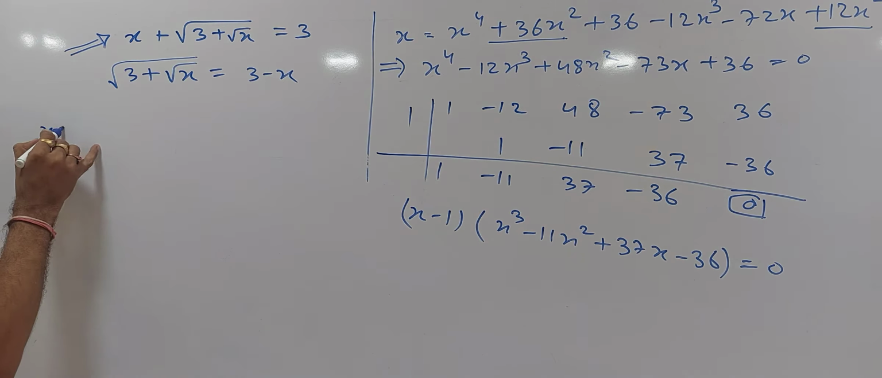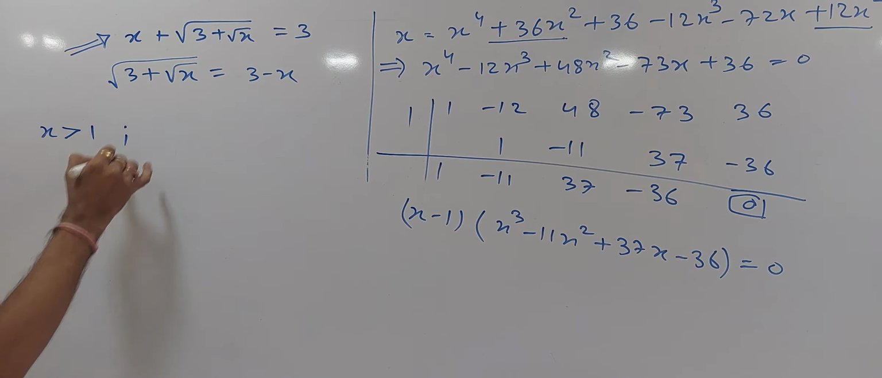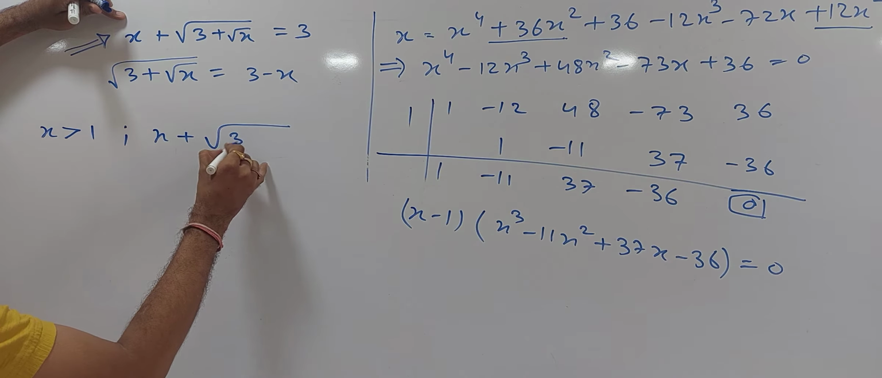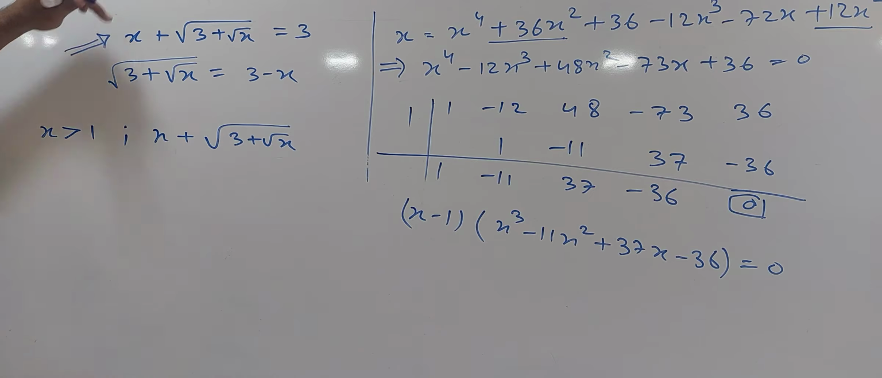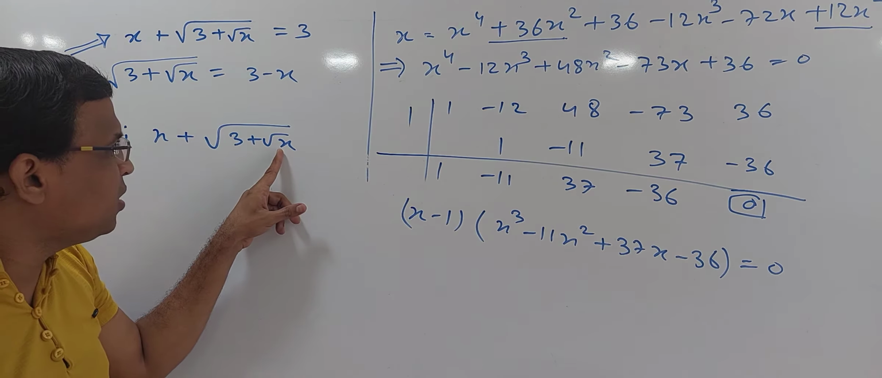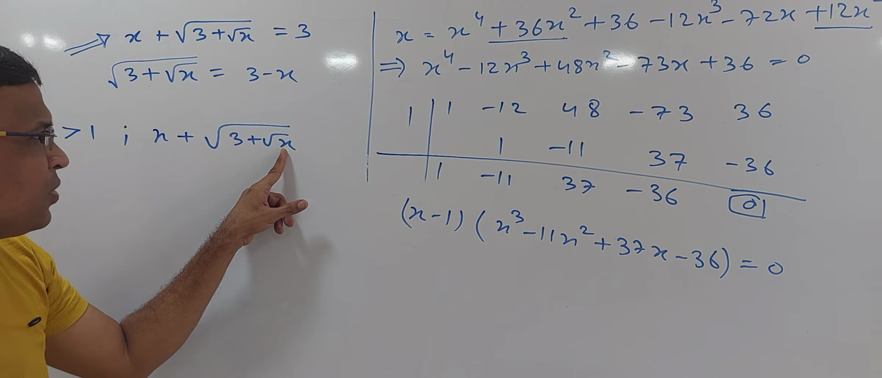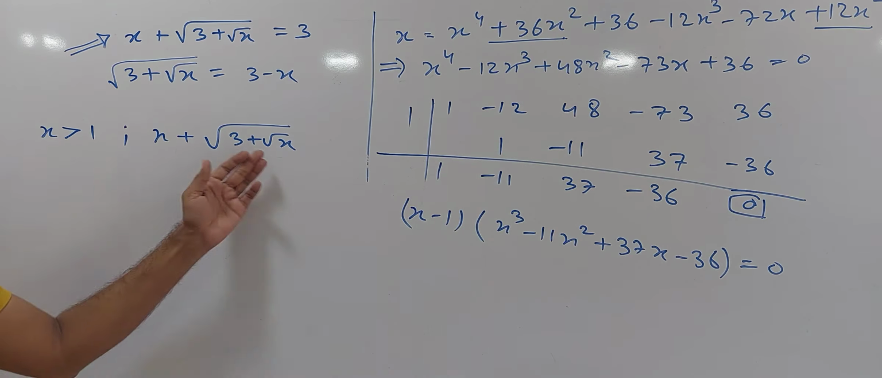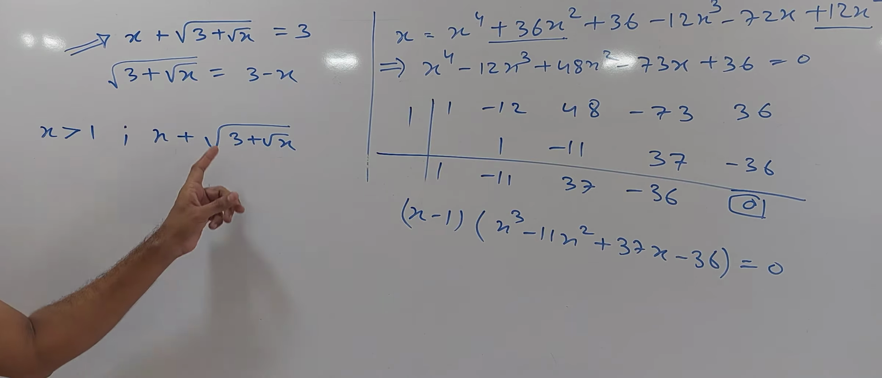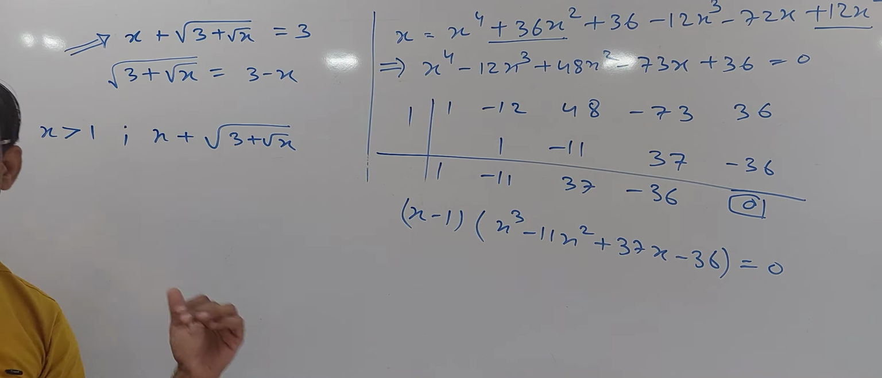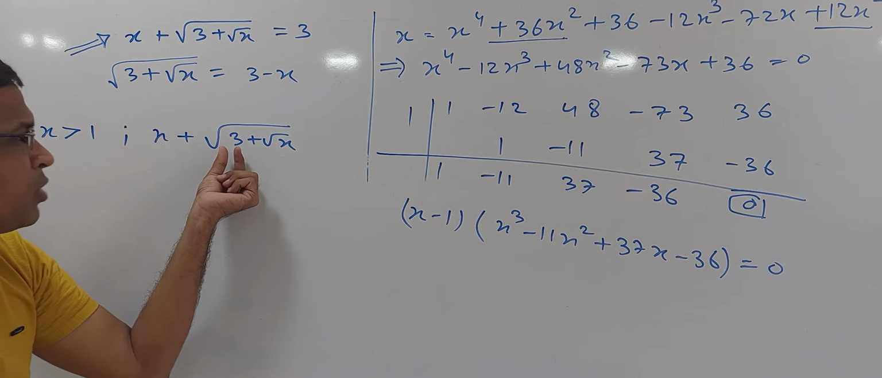Suppose x is having a value greater than 1. In that case, what will happen to x plus under root of 3 plus root x? If x is greater than 1, so what will happen here? Root x is greater than 1, so I am getting an answer greater than 1, say 1.1. Under root of 1.1 of course is greater than 1, and 3 plus that, after solving under root, will be greater than 2. I guess you are getting this.